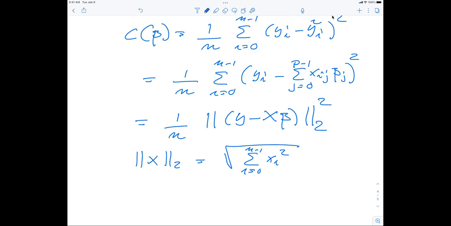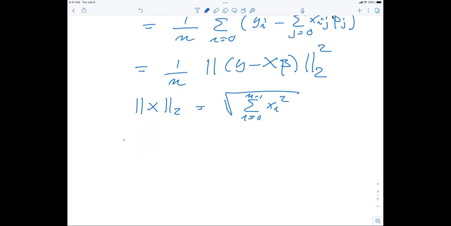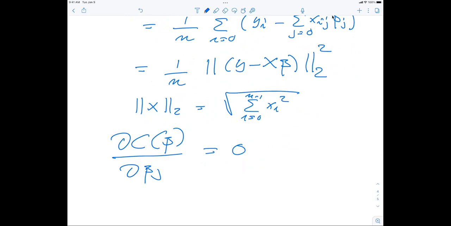Take the derivative, right? So what we're going to do is look at the derivatives of this quantity with respect to beta j, d beta j. That's what we want. But now comes an interesting thing.